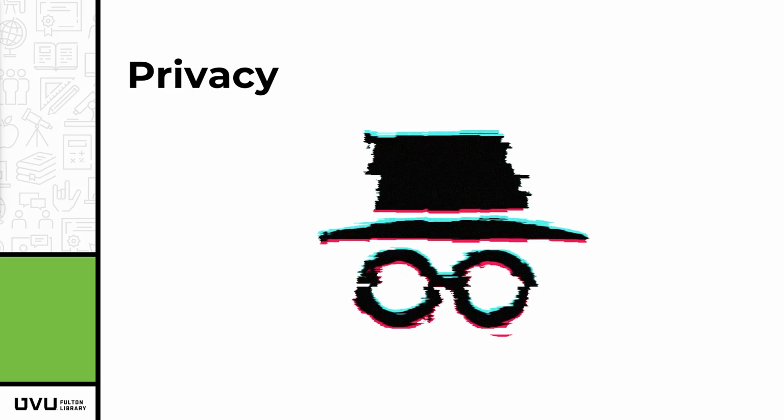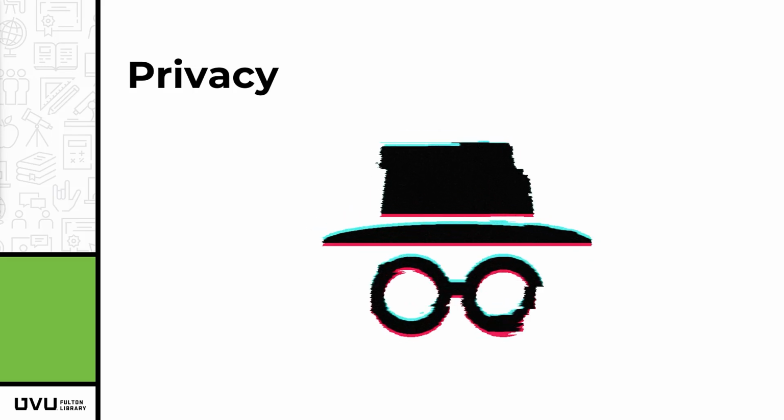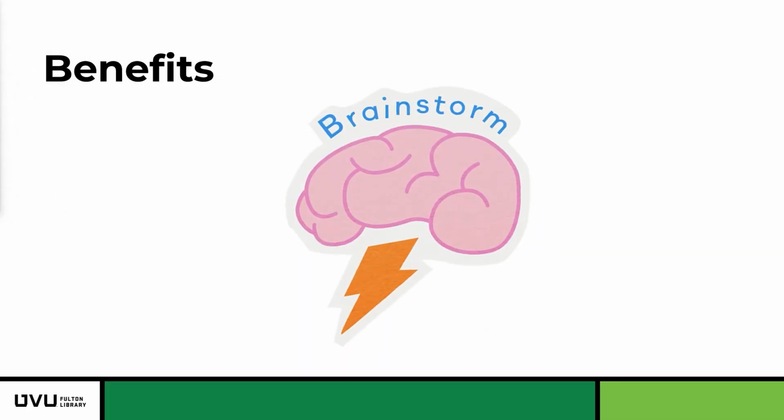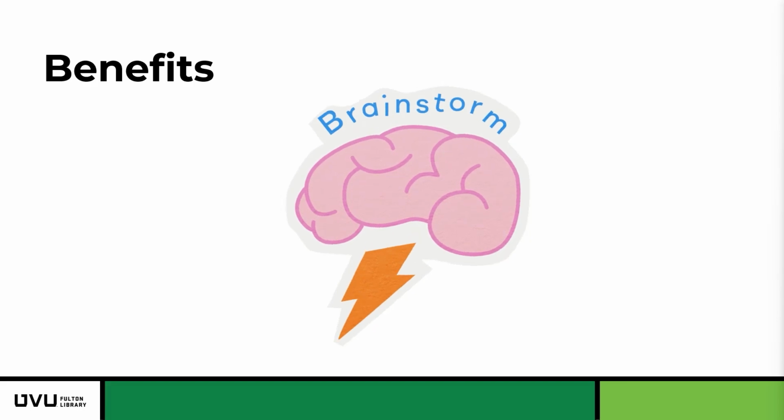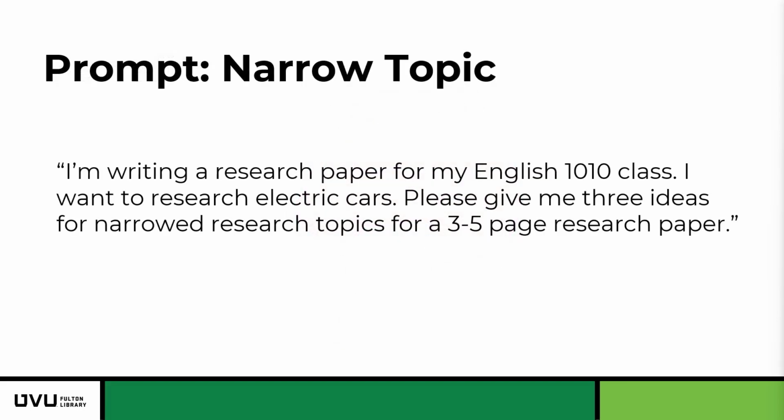So what are some of the uses and benefits of using an AI text generating tool for academic research? These tools can be useful brainstorming partners that you can use to explore potential research topics and questions. You could ask the AI tool to give you examples of how to narrow your research topic. For example, I'm writing a research paper for my English 1010 class. I want to research electric cars. Please give me 3 ideas for narrowed research topics for a 3 to 5 page research paper.